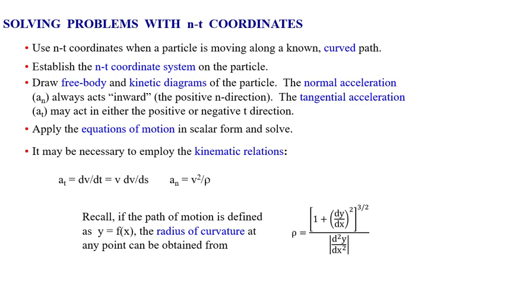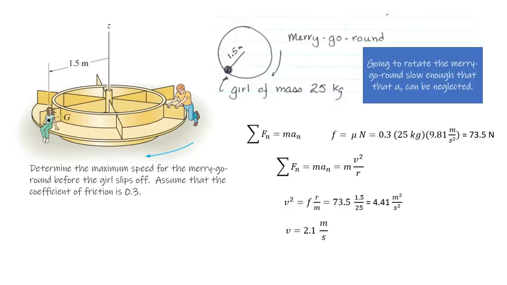So hopefully to make this make a little more sense, let's look at a couple of example problems. I have a merry-go-round here, and we have a girl sitting at the edge of the merry-go-round. This is going to be a typical circular motion problem, much like what we would have had in general physics. We've got a 25 kilogram girl sitting on the edge of the merry-go-round. We're going to assume that we go around slowly enough that we don't have to deal with the tangential component of the acceleration. Again, this is very much like that original circular motion problem that we saw in general physics.